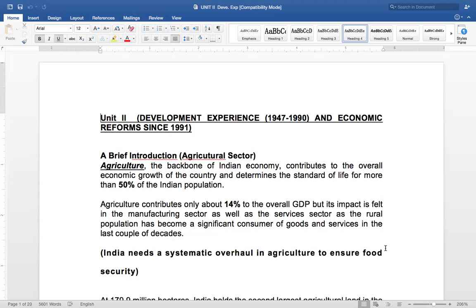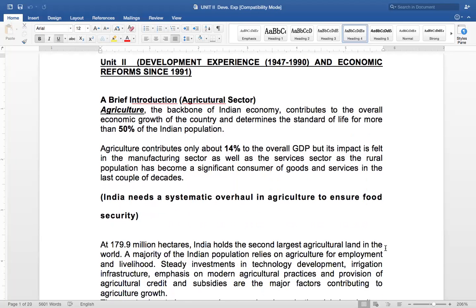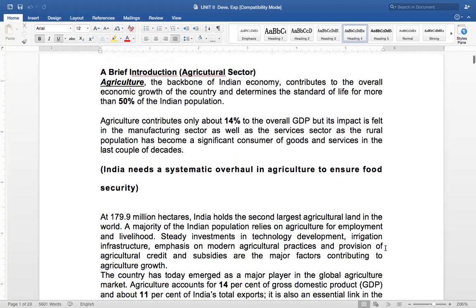Yeah, so agriculture contributes only about 14% to the overall GDP, but its impact is felt in the manufacturing sector as well as the services sector, as the rural population has become a significant consumer of goods and services in the last couple of decades. So India needs a systematic overhaul in agriculture to ensure food security. I will talk about food insecurity also. These notes are also very much clear. That's why I have sent the notes, and accordingly, I will upload the lectures also. So it will be easy for you to understand.